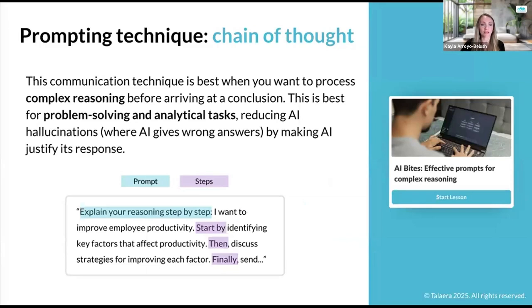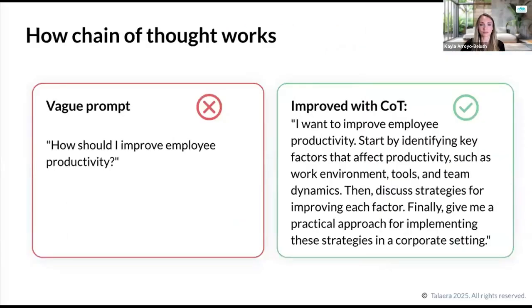And I'll give you a quick example of what chain of thought could look like. This is basically you telling AI to explain its reasoning step by step. Okay, so take a screenshot of this if you feel like you're very vague with your prompting. This is a good way that you could practice here as well.